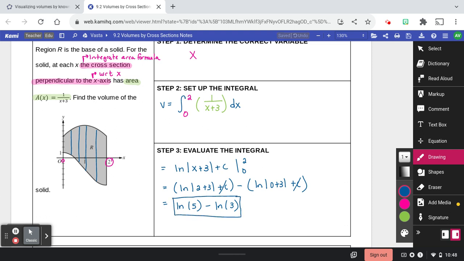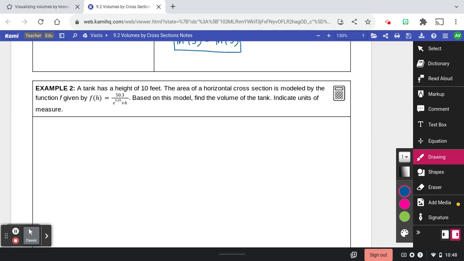So the volume of this object would be natural log of 5 minus natural log of 3, with whatever that is as a decimal. Again, another example where the area formula is actually given. So this is, again, another actual calculator question from the AP test.